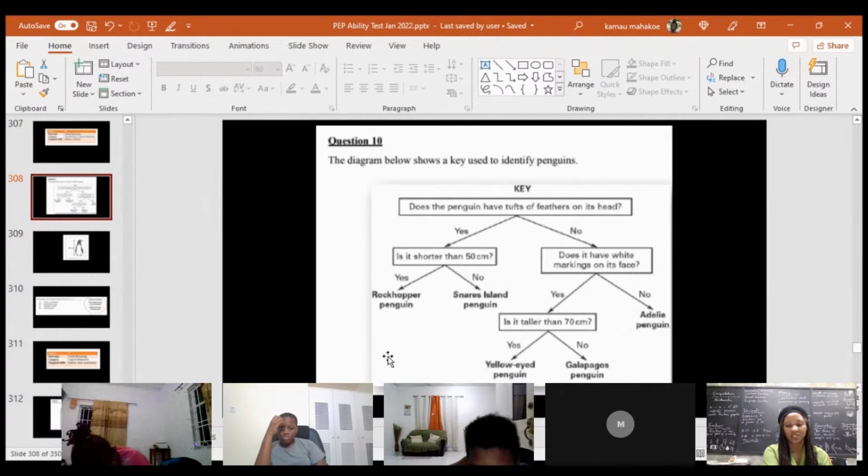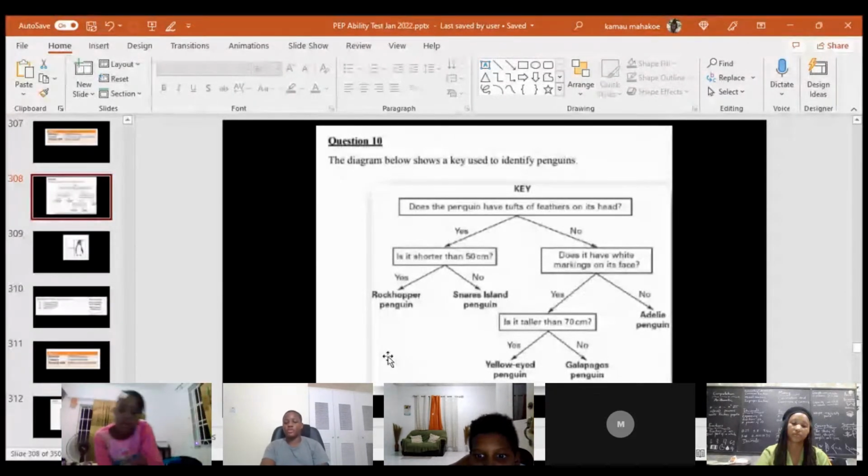Hold on, I was waiting on Jer to give me his answer. Yes, it's the Galapagos penguin. Why do you say that, Jer? Miss, it starts by asking if it has tufts or feathers on its head, and it doesn't, so you would go over no. Then it asks, does it have white markings on its face? You would say yes. Is it taller than 70 centimeters? No. So it would lead you to the Galapagos.